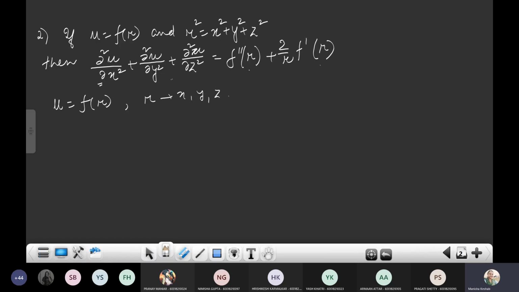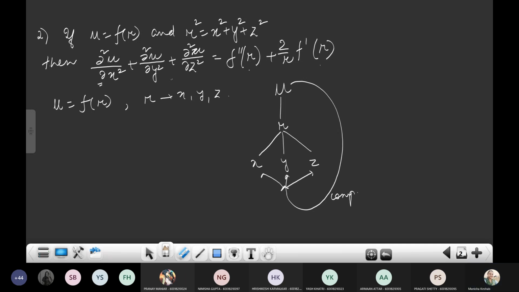So if we draw the tree diagram, then u is a function of r, and r is a function of x, y, z. So this is of the first type that we have done. So u is a composite function of x, y, and z. That means we need to find del u del x.